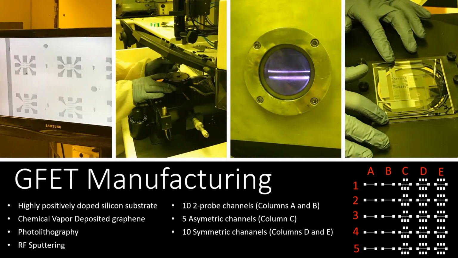Parasitic elements such as a contact resistance between the graphene channel and probe tips can introduce large variations between measurements, so multiple measurements of each device must be taken to remove these variations.